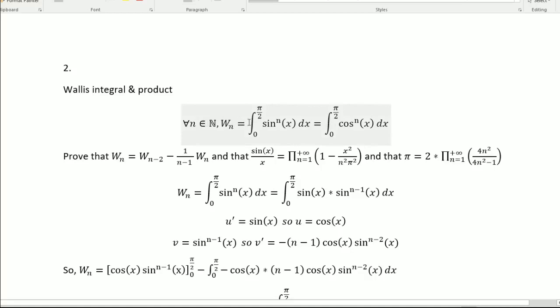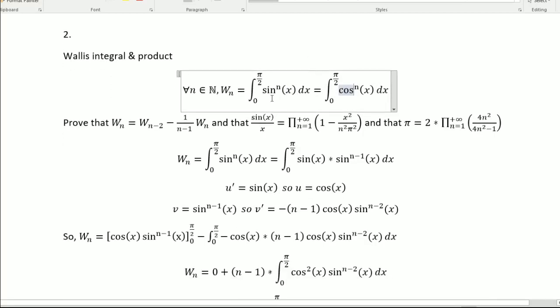Wn equals the integral between 0 and pi over 2 of sine to the power n of x dx, and that integral, by changing the boundaries, so if you take u equals x plus pi over 2, you'll also get this thing with the cosine. So it's pretty cool. Actually, this part doesn't matter, but it's just part of the question.